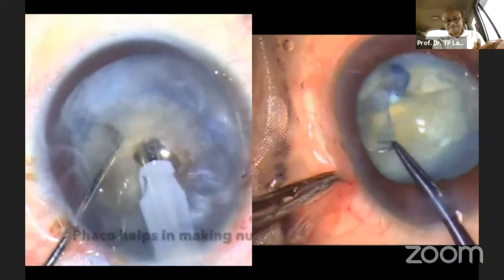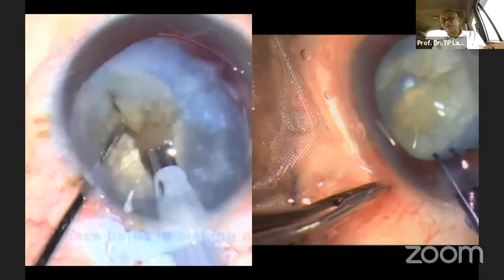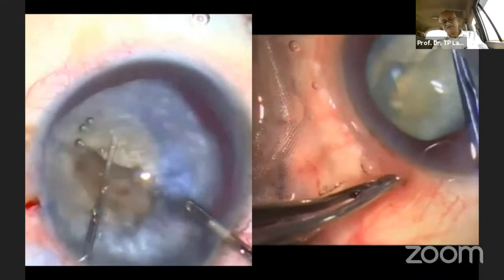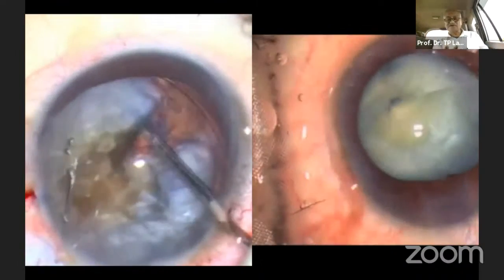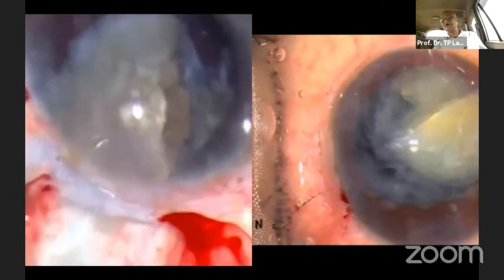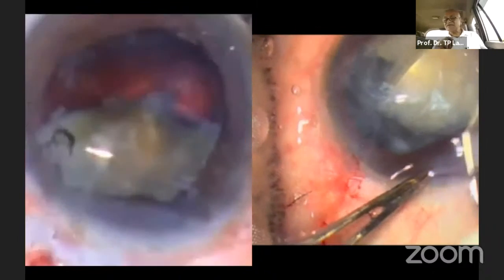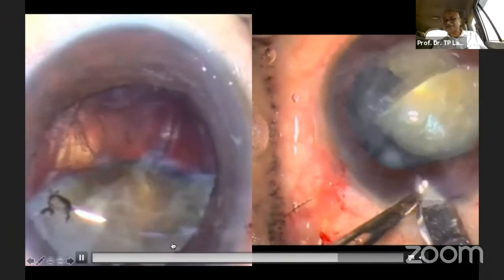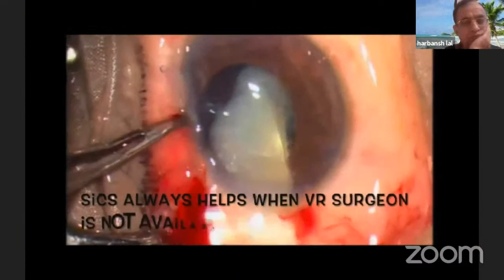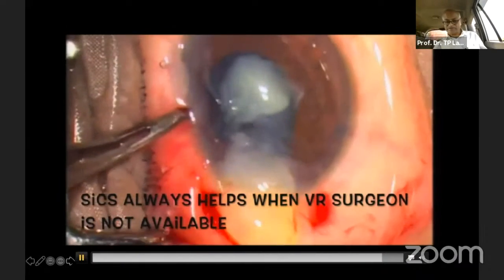Now here I have made a small incision and I am doing the SICS. So I am doing the phaco so that the pieces of the nucleus will be smaller, and I will remove the pieces through the SICS. It means the phaco is helping me in the SICS. Now here you will see I was doing the phacoemulsification, but there was a PC tear. Now the SICS is helping me in the phacoemulsification.